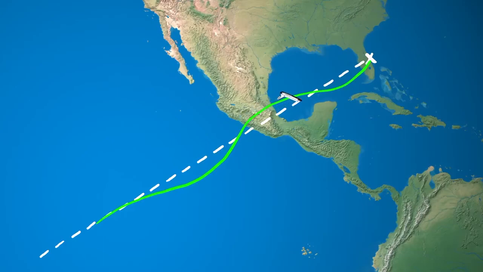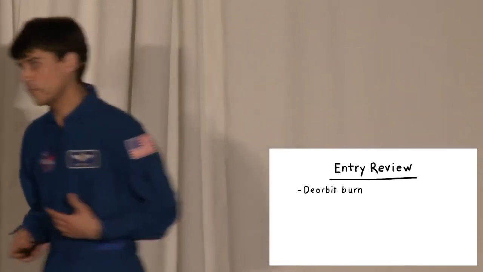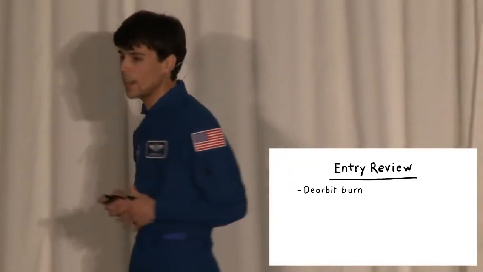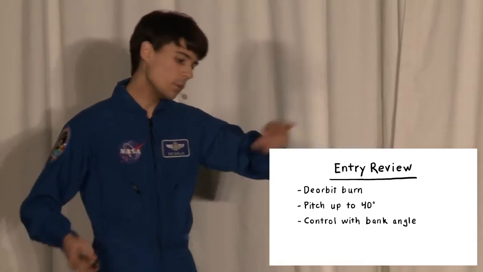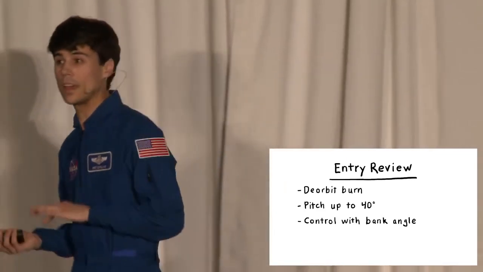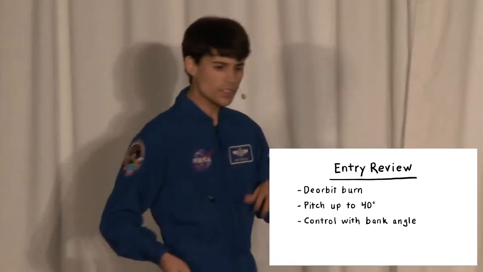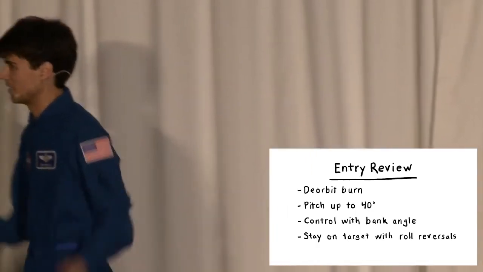So before we go any further, let's review what we just learned. So we start with our deorbit burn, and that lasts for about 3 minutes. After that, we coast towards the atmosphere, and while we do that, we pitch up to the 40 degrees angle of attack so our heat shield can protect us. Once we get into the atmosphere, we control everything with bank angle. If it looks like we're going to overshoot the runway, then we bank heavier so that we slow down faster. And if it looks like we're going to not make it, then we bank less so we don't slow down as fast. And also, every time we get turned too far away from our target, we just turn the other way in this series of what's called roll reversals. That's what NASA calls it.